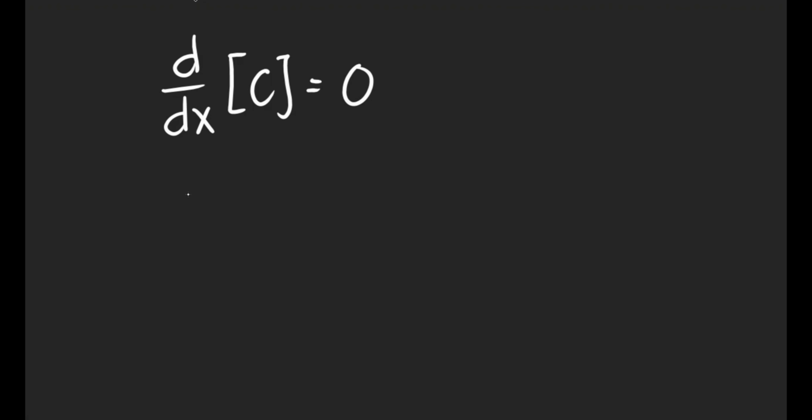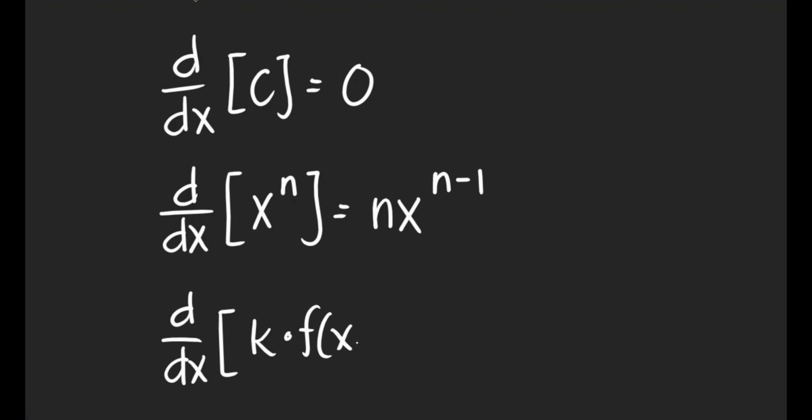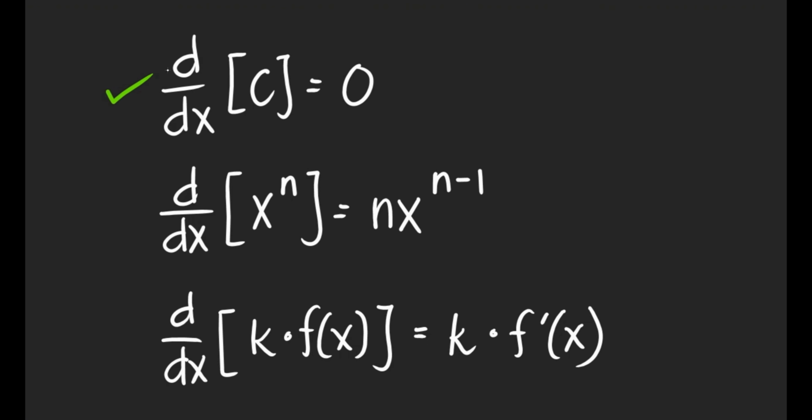Let's review the formulas we have used in this video. The derivative with respect to x of a constant value c is 0. We also have the power rule. The derivative with respect to x of x to the power n is equal to n times x to the power n minus 1. The constant multiple rule: the derivative with respect to x of k times f of x is equal to k times f prime of x. We need to familiarize ourselves with these formulas to find the algebraic functions' derivatives.